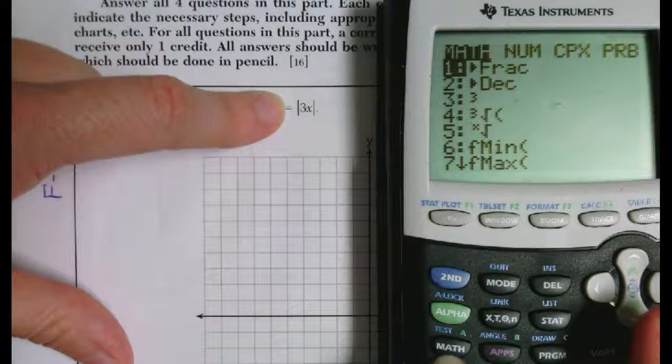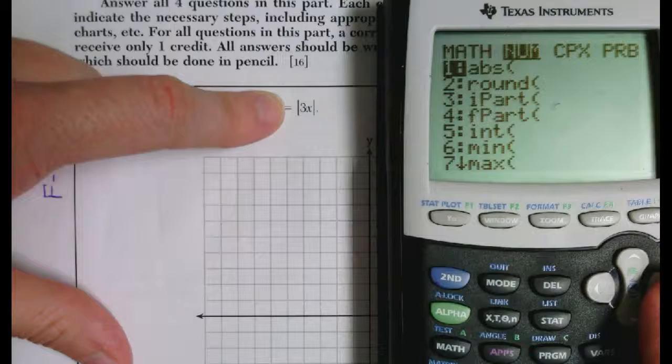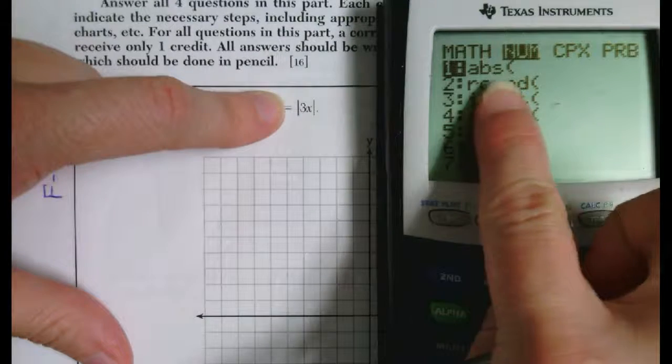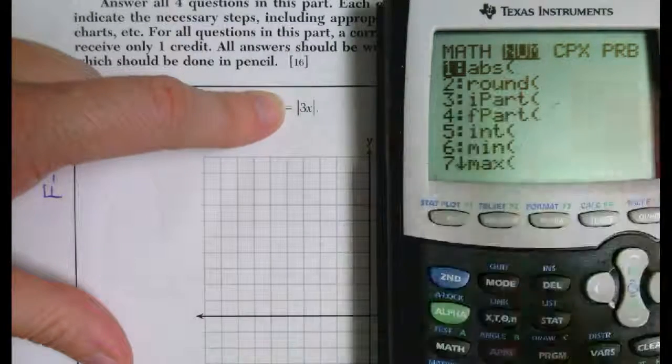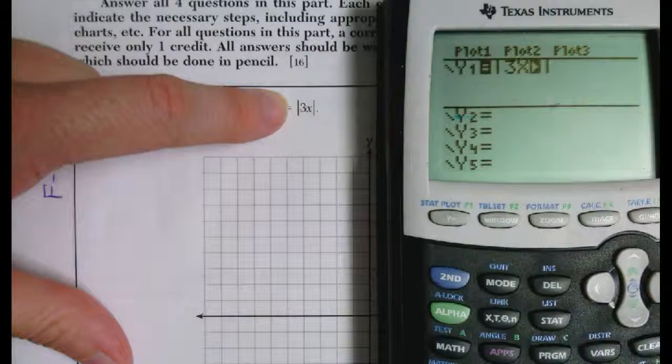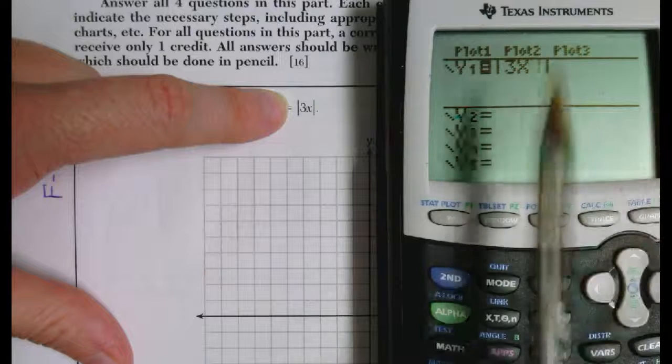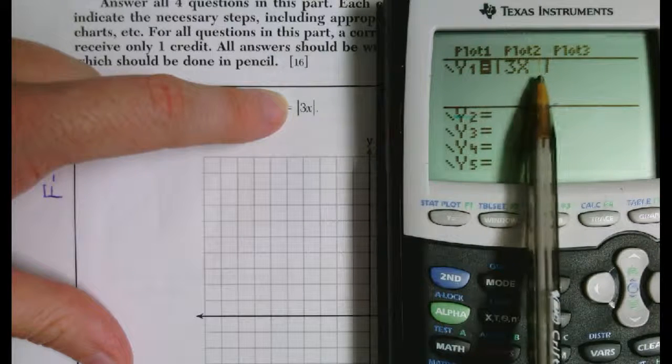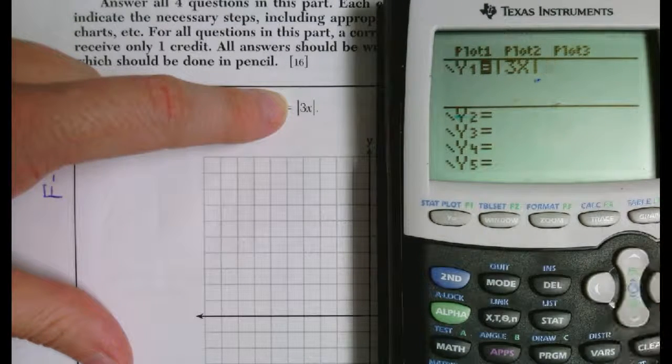See how it says math? We're going to go over to num, and there it says ABS. That means absolute value, ABS, and so we'll hit enter. Inside there, I'm going to write 3x. Now see, it's blink, blink, blink. I have to hit the arrow to get out.